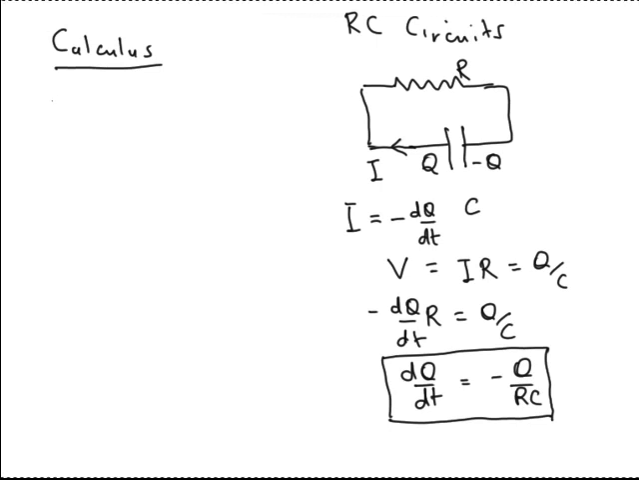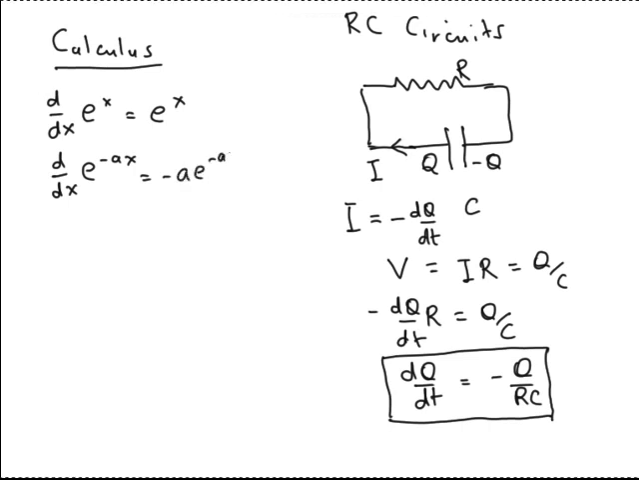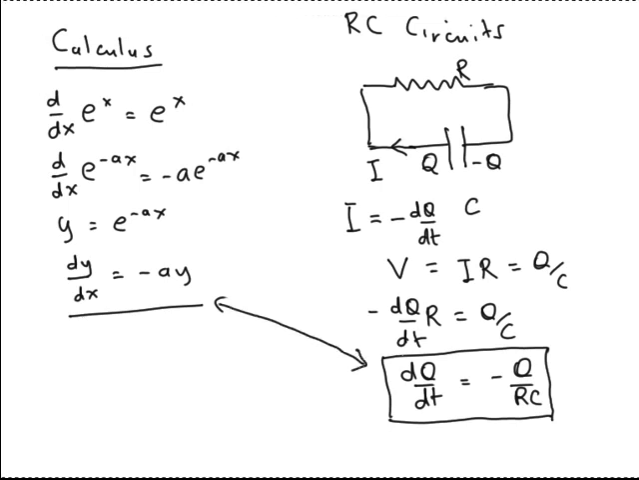For example, you know, I hope, that d by dx of e to the x is just equal to e to the x. And d by dx of e to the minus ax is equal to minus a e to the minus ax. So if I put y equals e to the minus ax, then dy by dx is equal to minus a times y. So that's another differential equation. And if you stare at it, you'll see it's really the very same differential equation that we have right here.